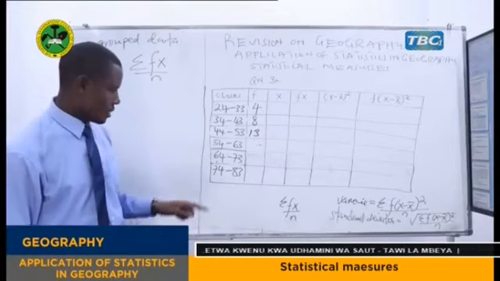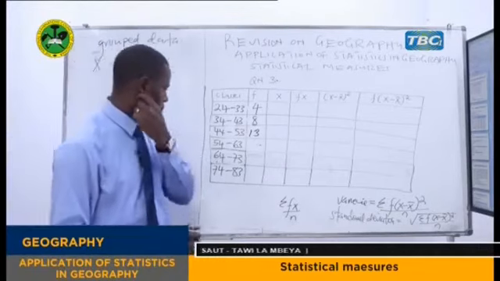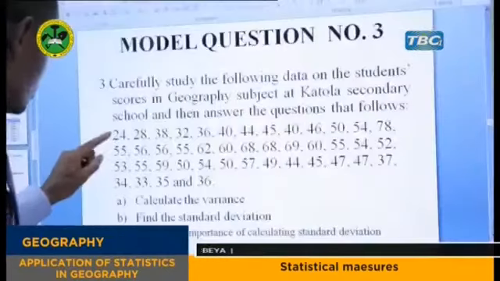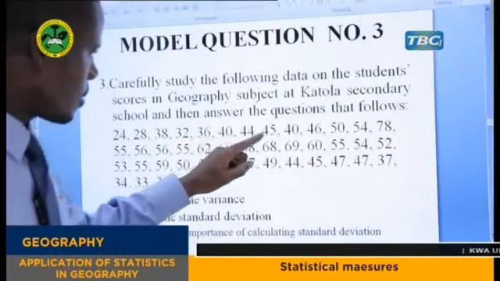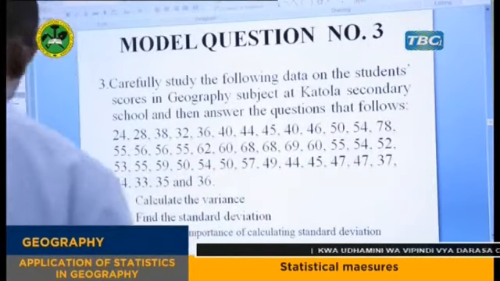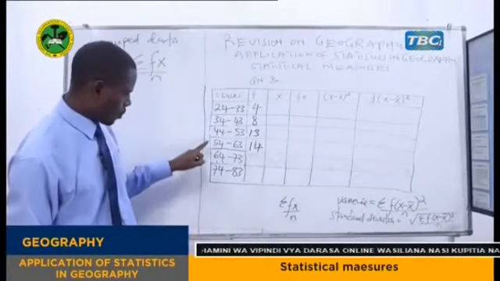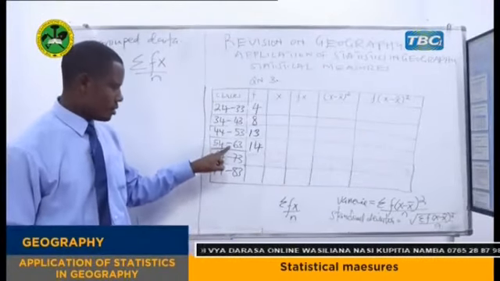Then you go for the next class, that is 54 to 63. We also check there. Check the number. When you check them, you will find that along that particular class we have 14. So we have 14 students who scored 54 to 63.